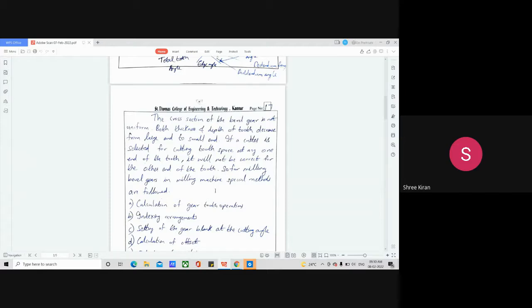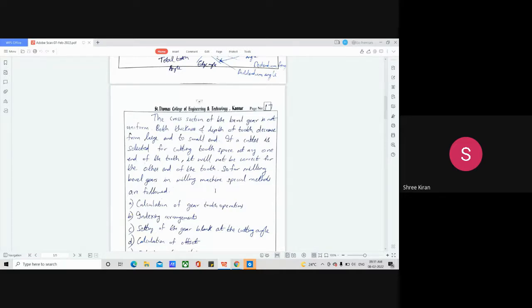In the case of indexing arrangements, the gear blank is held in the dividing head spindle with the help of a mandrel. In the case of setting the gear blank at the cutting angle, for milling a bevel gear, the root line of the gear must be made parallel to the table.